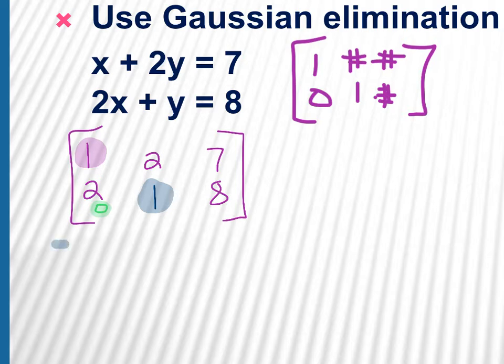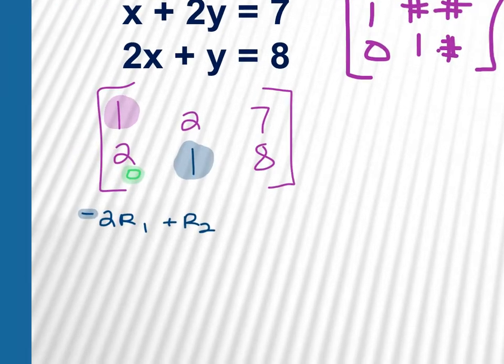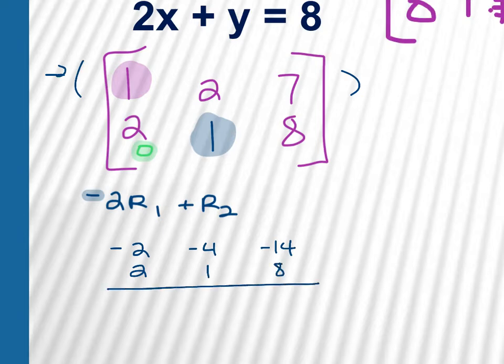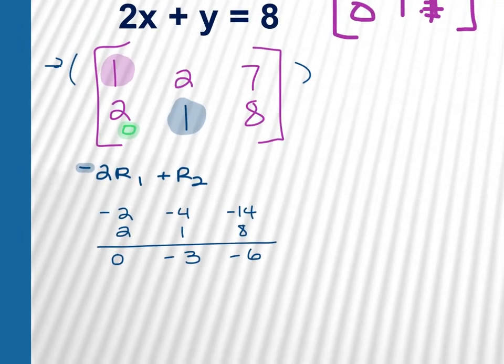Good. So I'm going to multiply the first row by -2. You want to keep a habit of doing your notation: -2 times row 1 plus row 2. So I'm going to take this and multiply it times -2, and I'd get -2, -4, -14. And then bring down row 2, 2, 1, and 8, and add them. I'd get 0, -3, and -6.